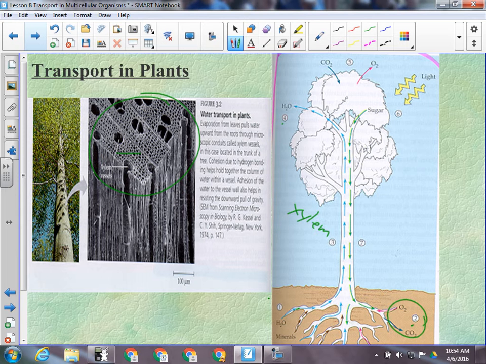Once the sugar is produced, it moves down the stem in a different set of tubes. Why can I not have sugar and water in the same tubes? Well, not just that. Water's moving up, sugar's moving down. It's like having opposing traffic in the same lane. It's not going to work out. So there's a separate set of tubes for the sugar called the phloem. The phloem is near the outside of the stem.